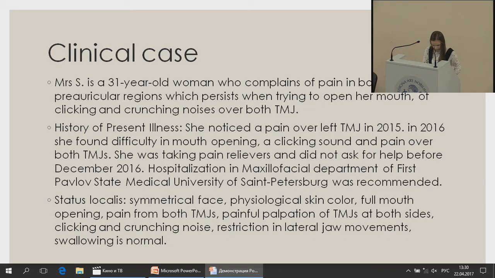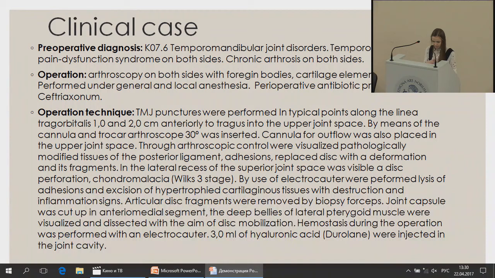Arthroscopy was performed on both sides with the removal of foreign bodies. Articular disc fragments were removed from the joint. The deep bellies of lateral pterygoid muscles were dissected, and the operation ends with the 3 milliliters of hyaluronic acid injection.